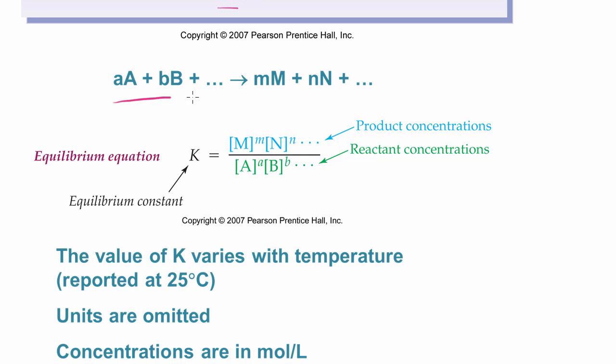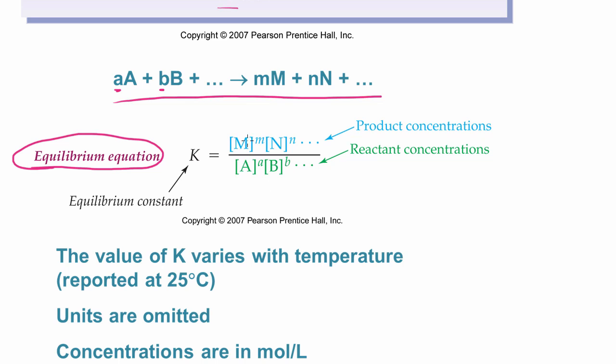So let's say I have an equation in this form. The lowercase letters are the coefficients, and what I can do is write an equilibrium equation. The equilibrium constant K, represented by an uppercase K, has the product concentrations in the numerator and the reactant concentrations in the denominator, and notice the coefficients become exponents. So this is how we write an equilibrium constant expression, and we'll practice some of these in a moment.